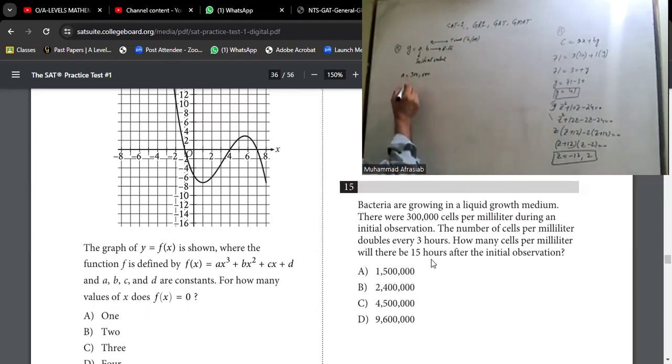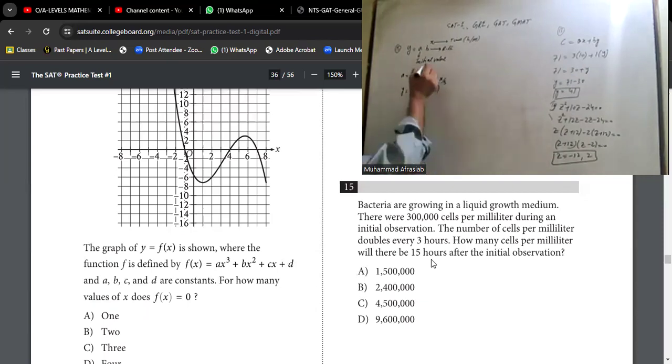So we can write this equation as y equal to 300,000. B is 2 there. After every 3 hours, that means what? X over 3. Because after every 3 hours, that is going to be doubled. So first, if it is 3 hours, then it should be doubled. 6 hours, it should be 6 over 3, that is 2 power 2 there.